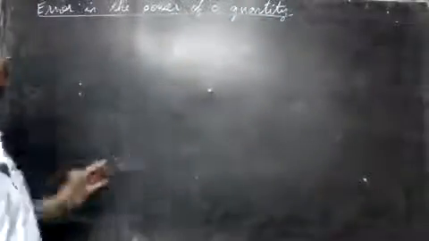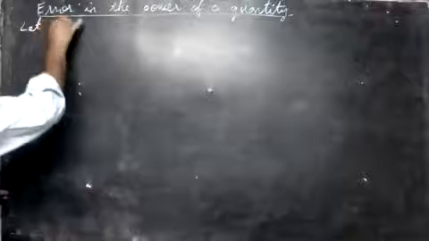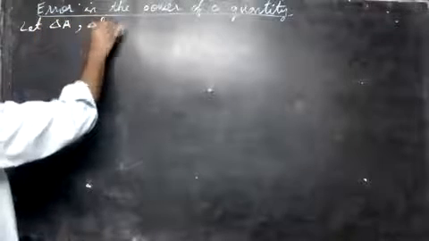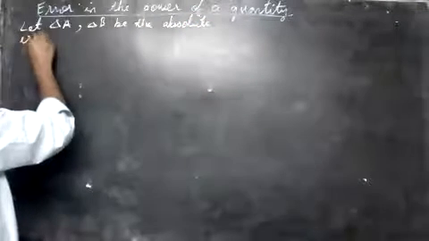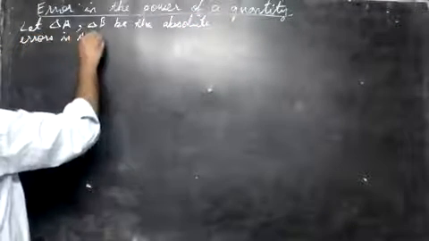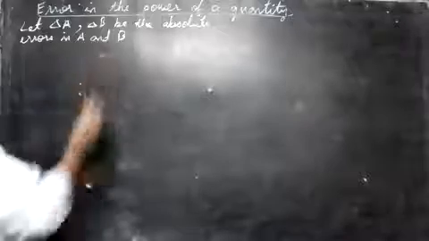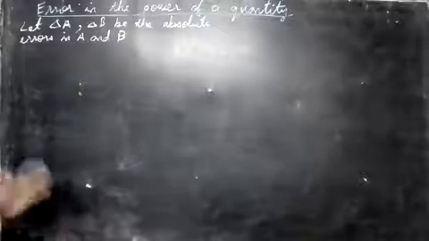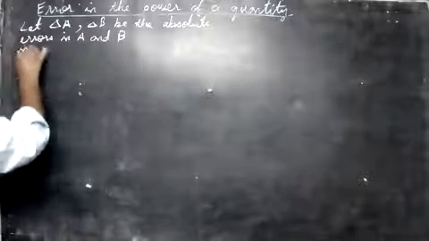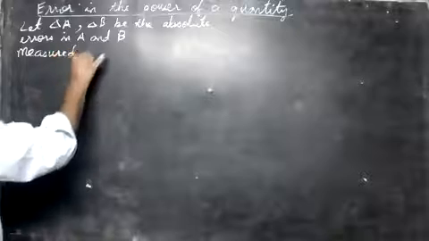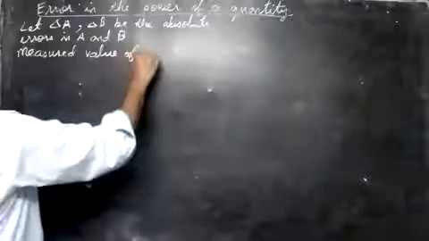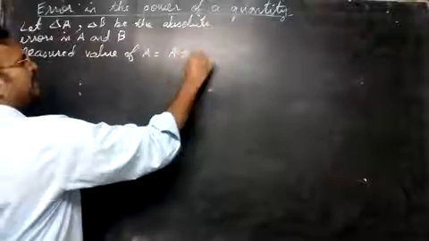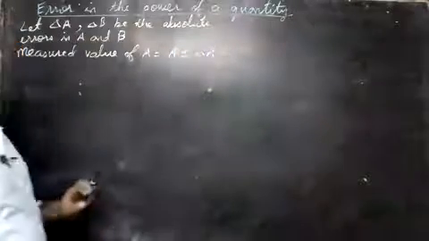Let delta A and delta B be the absolute errors in A and B. So delta A and delta B are the absolute errors in A and B. Now let's see the measured value of A. What value are we measuring? The measured value of A will be equal to A plus or minus delta A.